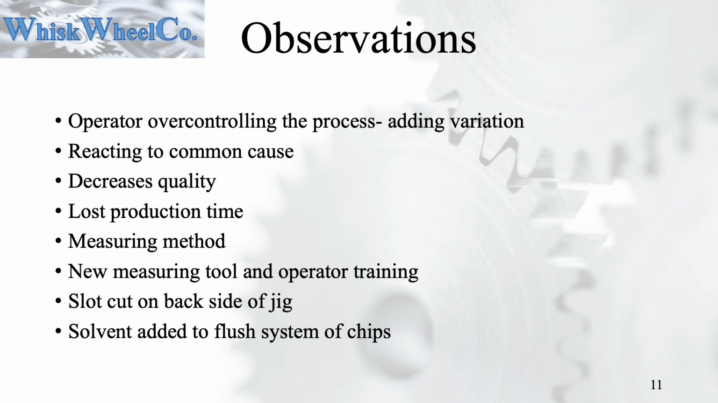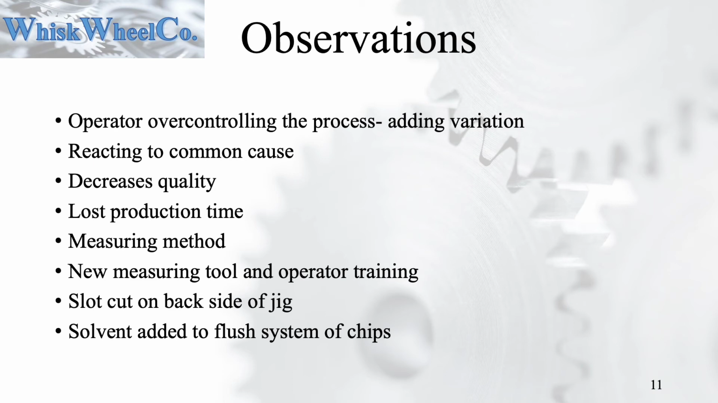So, after looking at the data, we decided to make some observations. First, we observed the operator and noticed that the operator was over-controlling the process. They were taking a random average about every 5 minutes and adjusting the machine according to this random average, therefore adding variation. They were, in turn, reacting to a common cause. This was a decrease in quality and was a loss of production time.